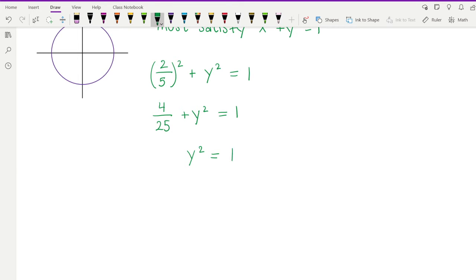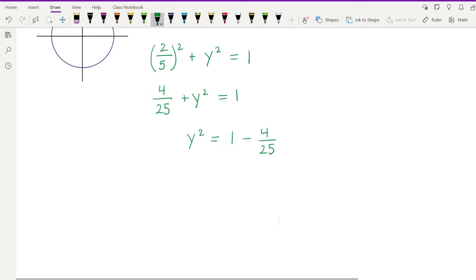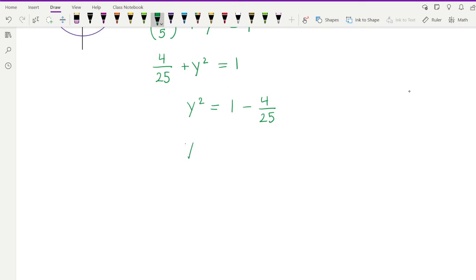So we're going to have 1 minus 4 over 25. And then we want to make a common denominator to actually do this subtraction. So 1 is 25 over 25. Y squared is equal to that. Important difference. And so if we do this subtraction, we find that y squared is equal to 21 over 25.